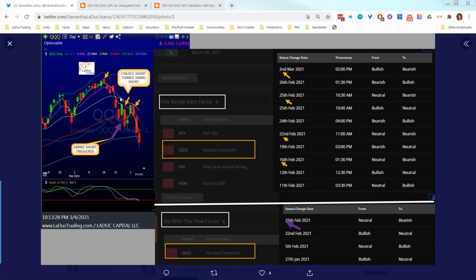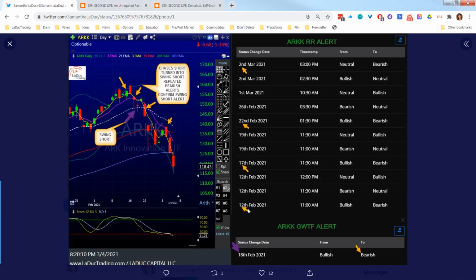And it worked also really well in ARK. So let me show you that as well. A similar look. So interestingly enough, this chase first triggered on the 12th, and then again on the 17th. We had a long weekend, and then again on the 22nd, and then most recently on the 2nd of March, about 3 o'clock, it triggered from neutral to bearish. So this time frame short is also confirmation, which I think is very helpful to see how the chase short turned into a swing short.